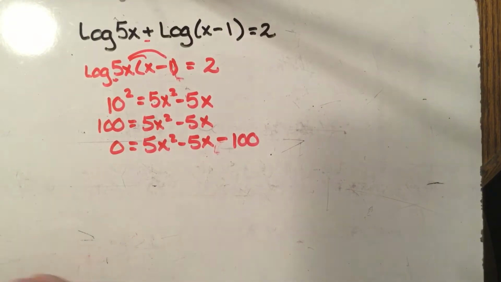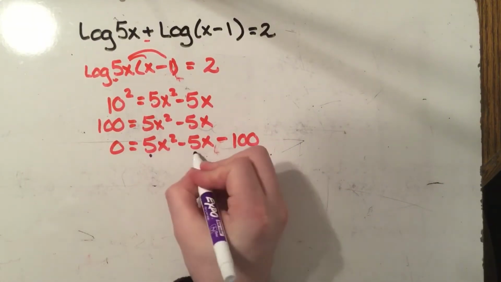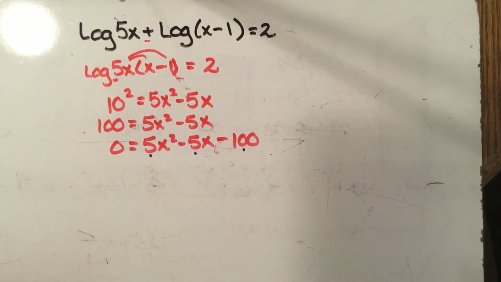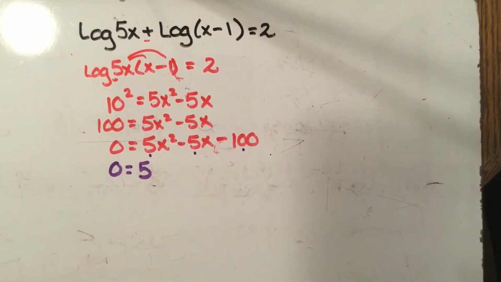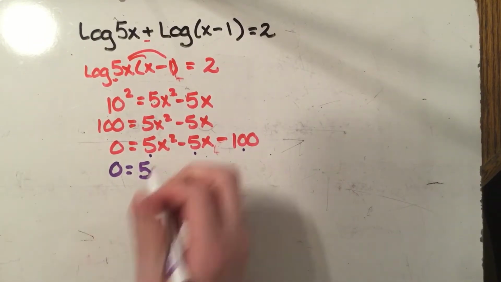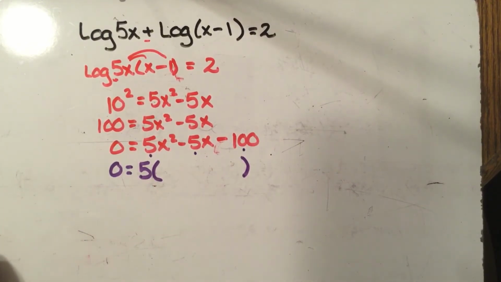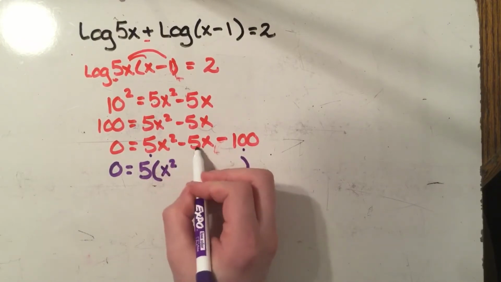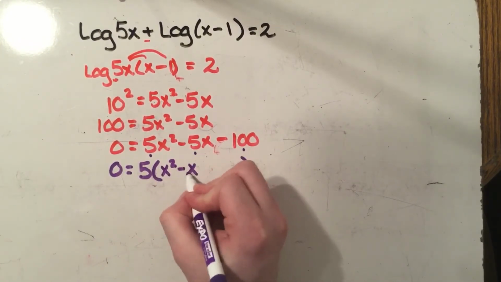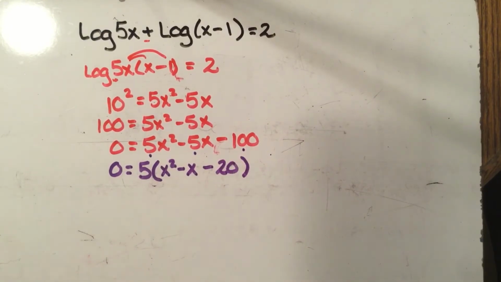You can factor this, but first, to make it easier to factor, I notice I have a 5, and 100. 5 and 100 are all divisible by 5, so I'm going to pull that 5 out to see if it makes it easier to factor. So remember, when you pull a number out, you have to divide all the terms that you are pulling it out of by that number. So 5x squared divided by 5 is x squared. Negative 5x divided by 5 is negative x, and negative 100 divided by 5 is negative 20.